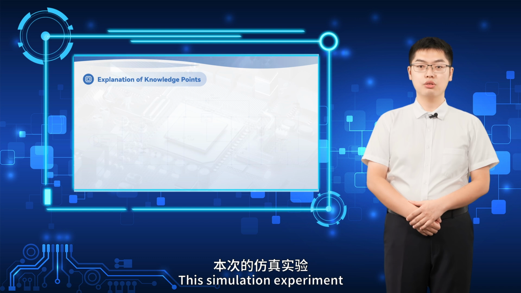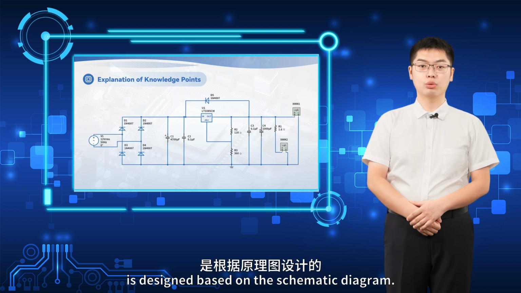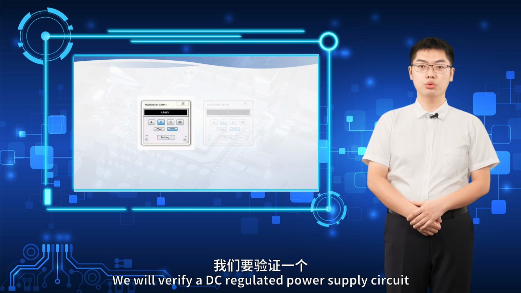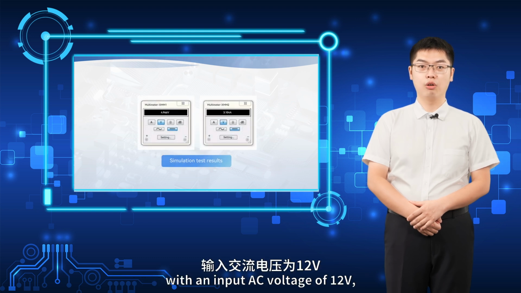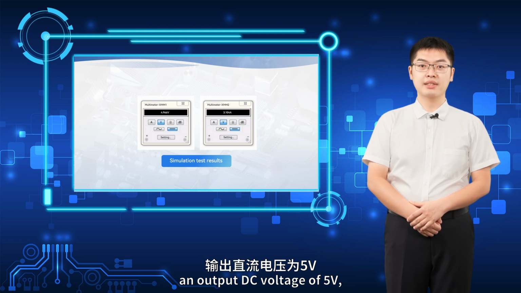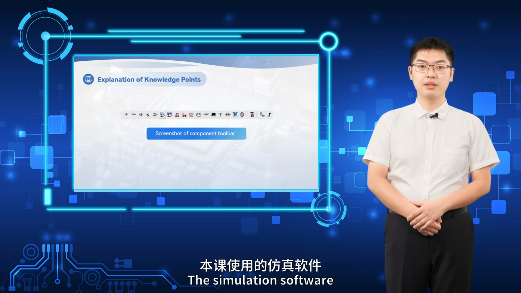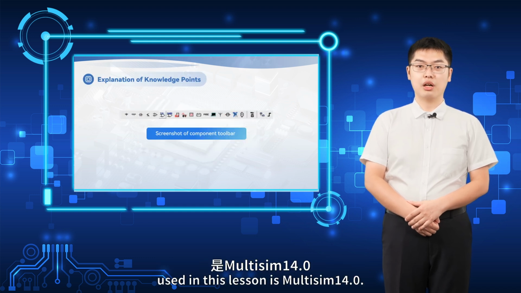This simulation experiment is designed based on the schematic diagram. We will verify a DC-regulated power supply circuit with an input AC voltage of 12 volts, an output DC voltage of 5 volts, and a maximum output current of 3 amperes. The simulation software used in this lesson is Multisim 14.0.